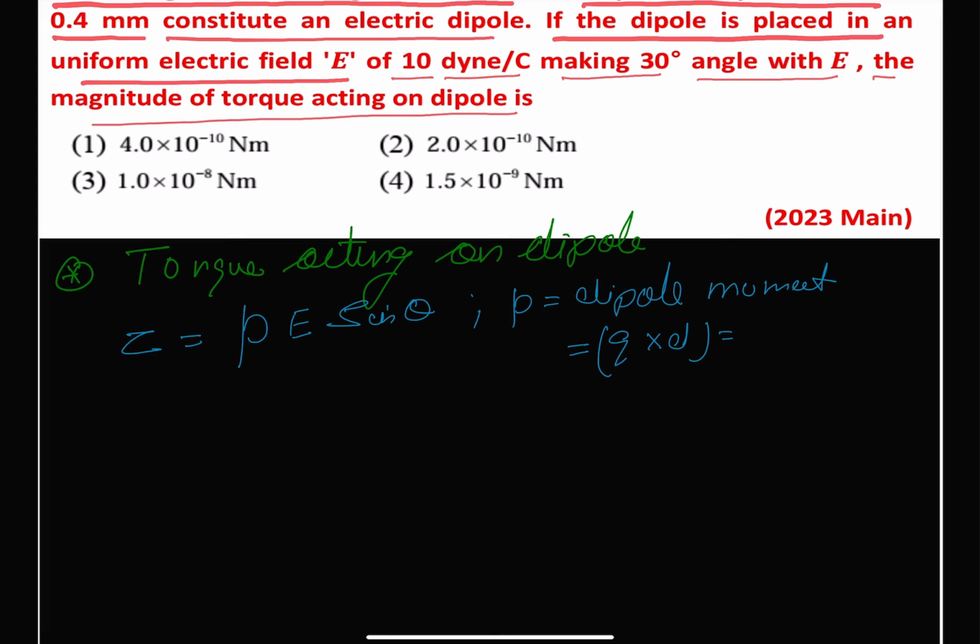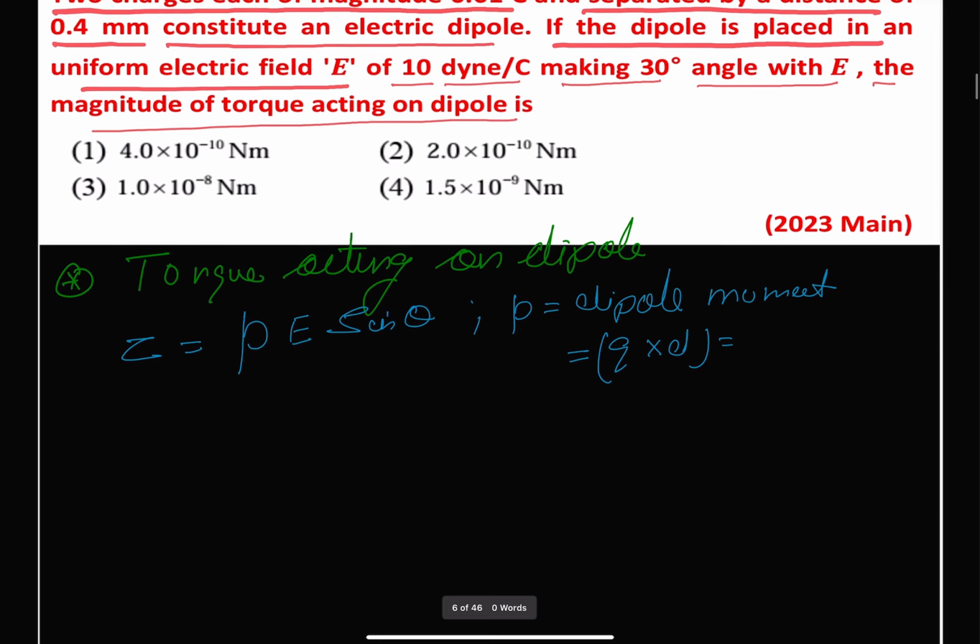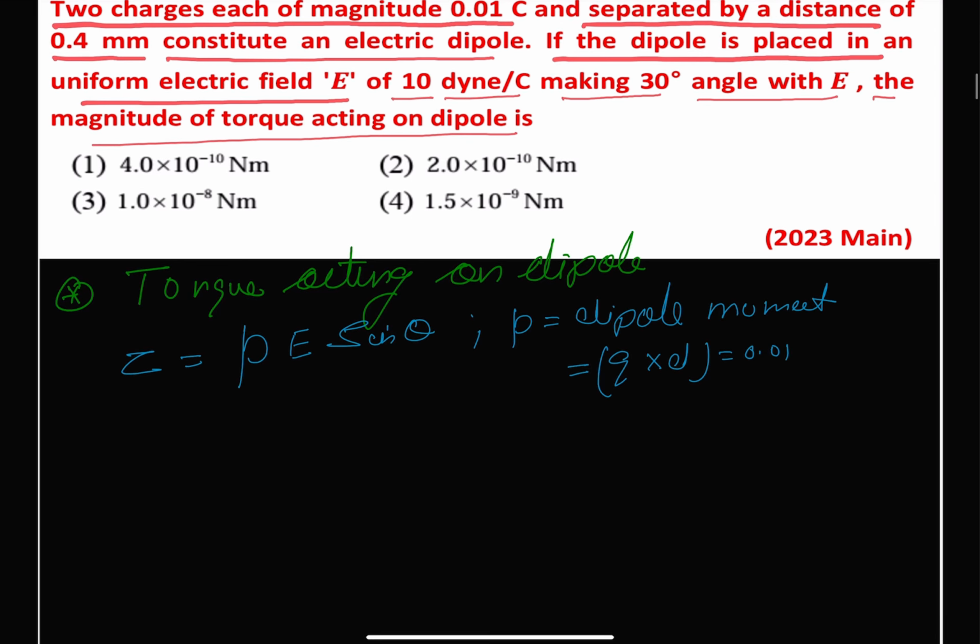Charge is given to us as 0.01, so you can write this as 0.01. Distance between them is 0.4 millimeter, which can be written as 0.4 into 10 to the power minus 3. So we get the dipole moment will be equal to 4 into 10 to the power minus 6 coulomb meter.